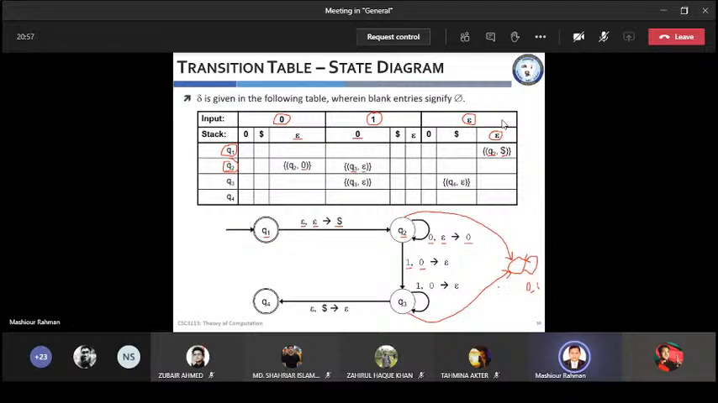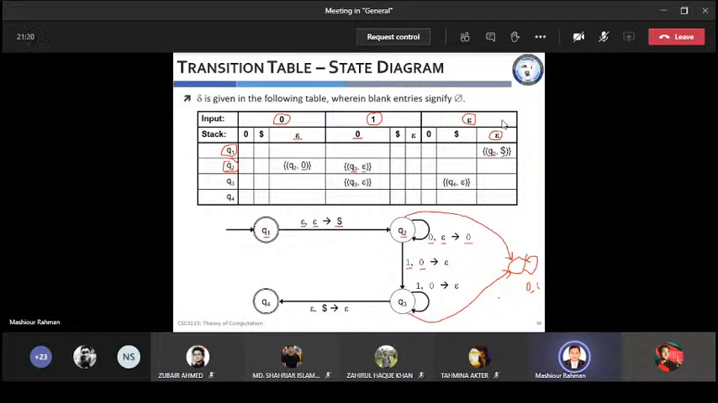If I put this dead state along with this state diagram, this particular state diagram becomes the deterministic PDA. But generally we do not show it, because by definition PDAs are non-deterministic.